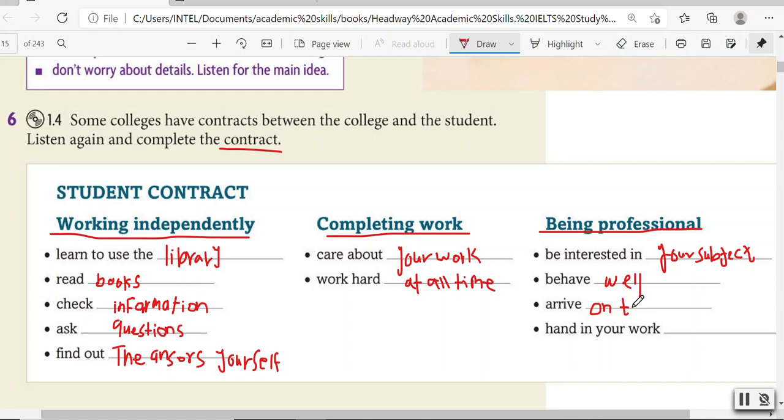And hand in your work, submit your homework, your work on time.